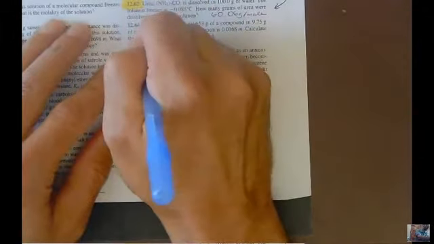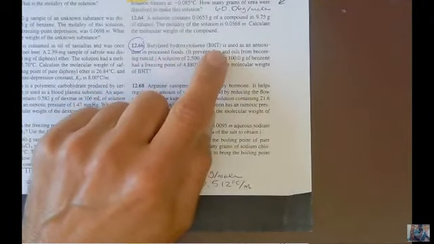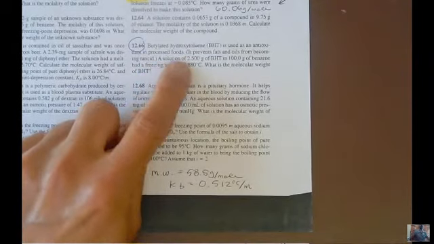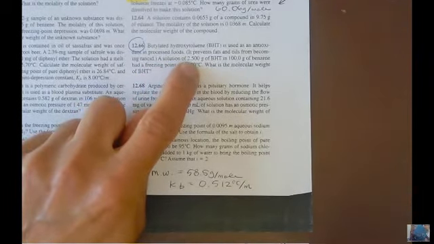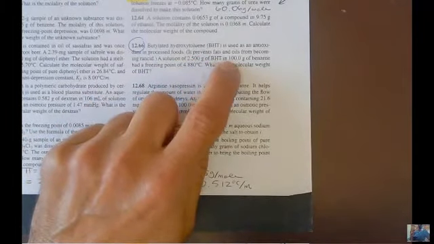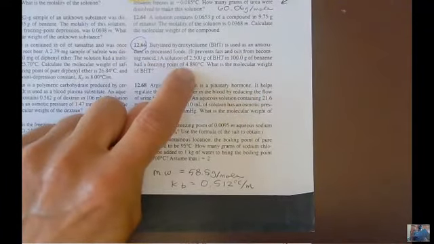We're going to do 12.66 from an older textbook. Butylated hydroxytoluene is used as an antioxidant in processed foods. It prevents fats and oils from becoming rancid. A solution of 2.50 grams of BHT in 100 grams of benzene has a freezing point of 4.880 degrees C.